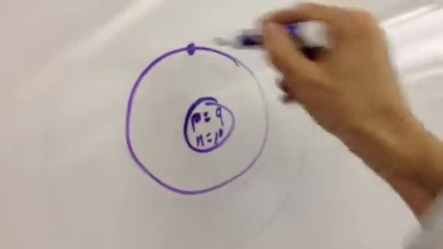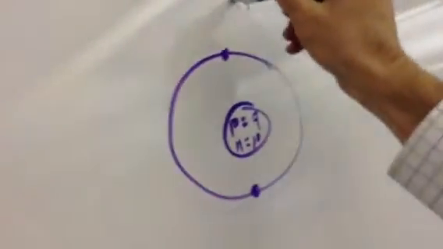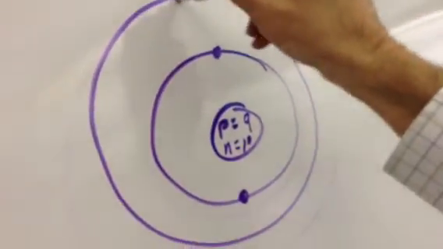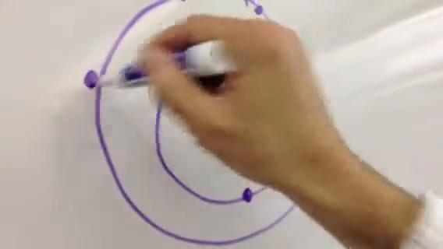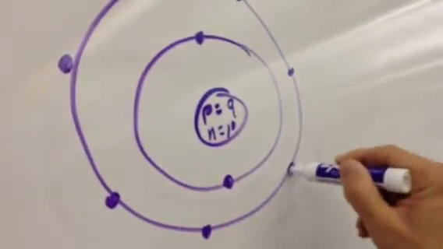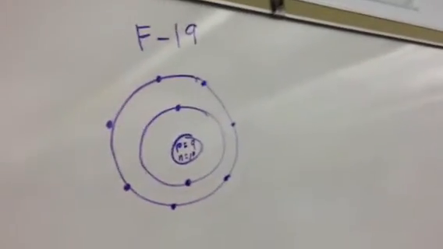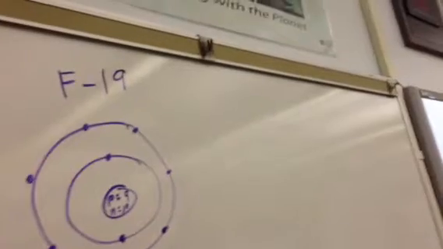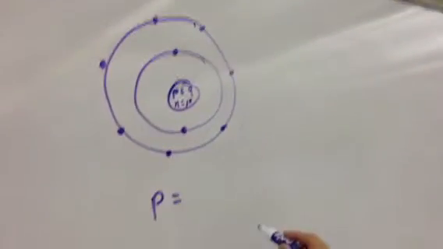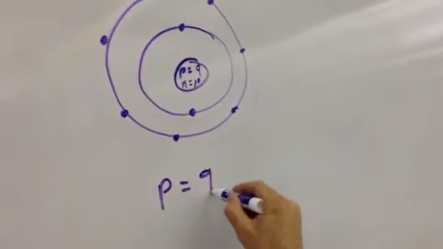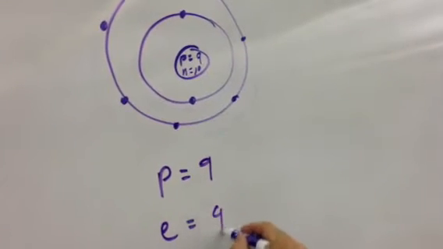Not overly important. But when we think of its number of electrons, its number of electrons is 9 as well. We're going to put the first 2 in the inner shell, and then in the next shell, we're going to put a total of 7, because that's what we have left. So we have 7 electrons in the outer shell there. What that means is the number of protons is 9, and the number of electrons is 9.